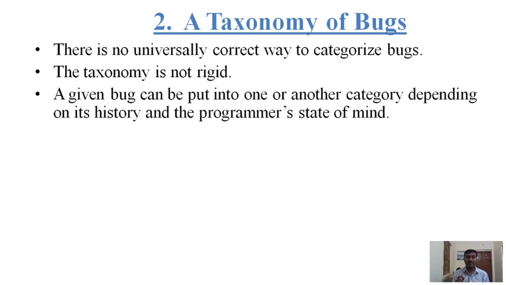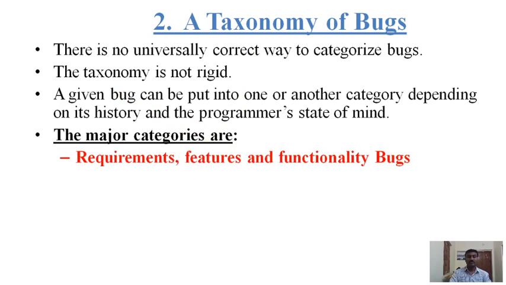The taxonomy we are providing here is also not rigid. If you take any bug, we can put it in any one of the categories, depending upon the history of the bug and the programmer's state of mind. Based on this, we are categorizing the bugs. But according to our concept, the taxonomy of bugs has major categories. There are nearly six major categories.